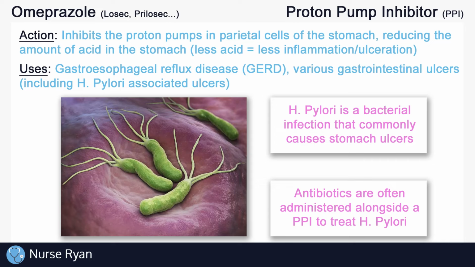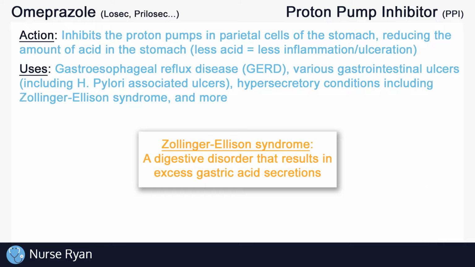Antibiotics are often administered alongside a proton pump inhibitor to actually treat the H. pylori infection. Omeprazole can also be used for hypersecretory conditions, including Zollinger-Ellison syndrome, a digestive disorder that results in excess gastric acid secretions, and more.